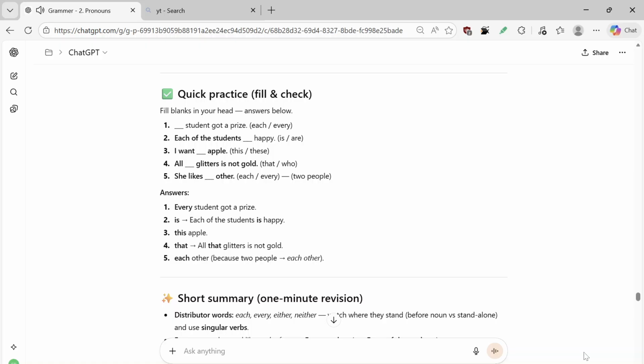Answers. 1, every student got a prize. 2, is: each of the students is happy. 3, this apple. 4, that: all that glitters is not gold. 5, each other, because there are two people: each other.